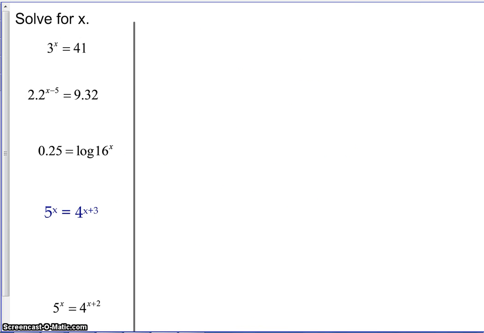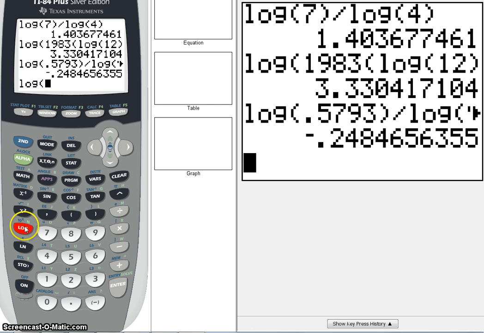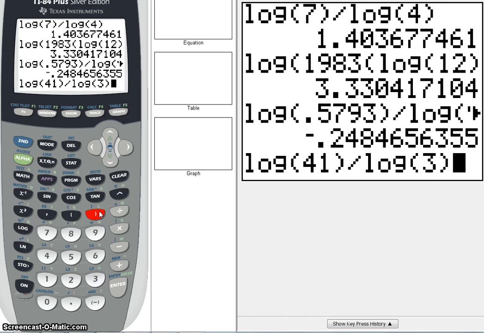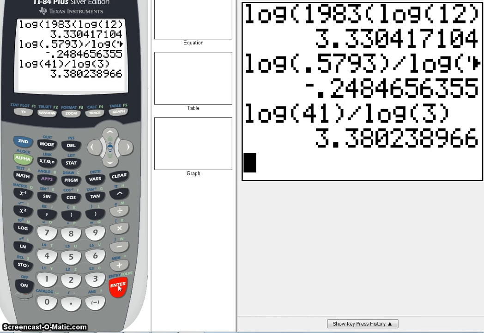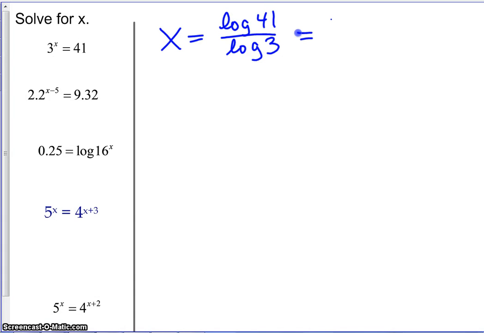So now, how does this work when we have equations? I've already shown you this, that the exponent always equals the log of the value it equals divided by the log of the base. So in this case, I just need to go on the calculator and take the log of 41 and divide it by the log of 3 for that particular problem. I got an answer of 3.380. So my answer here was 3.380.